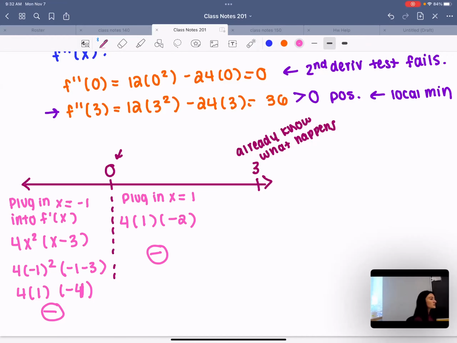Is this a local max or a local min? I hear a max. It's negative on both sides. It's neither. Yeah, we're going from something decreasing to something also decreasing. There's nothing turning around here, so nothing actually happens here, okay? You can either memorize that when you go from negative to negative, nothing's happening, or you can just think about something decreasing, going to decreasing, nothing's happening here. This is neither a local max or a local min.